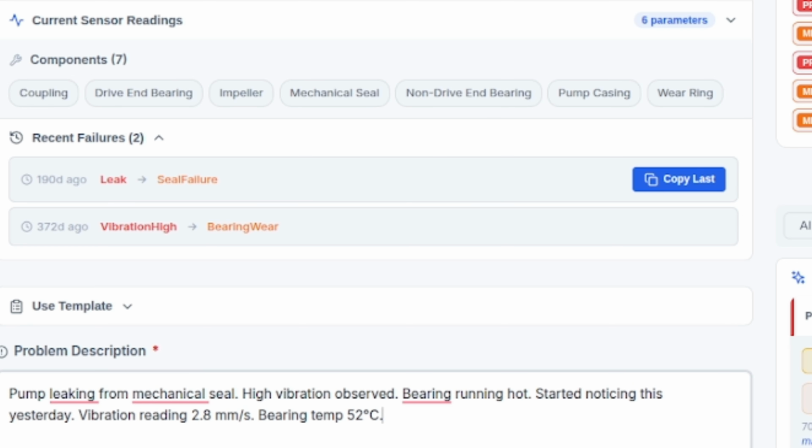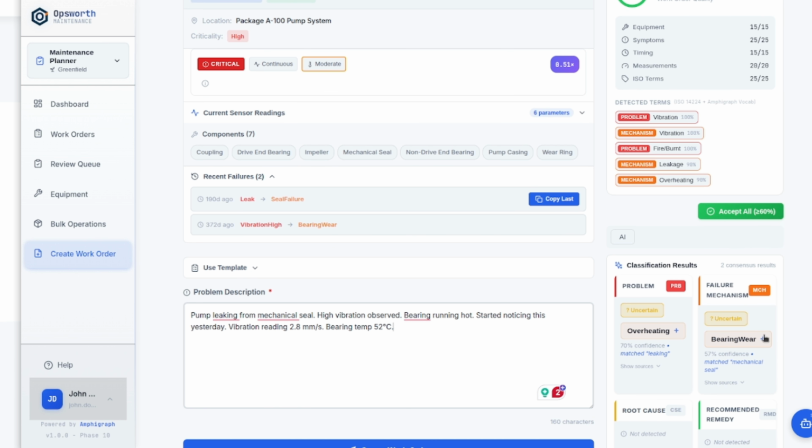Opsworth also knows this equipment's components and failure history. 7 components on this pump: coupling, bearings, impeller, mechanical seal. The system understands the equipment hierarchy. And look at the recent failures. 190 days ago, leak caused by seal failure. 372 days ago, high vibration caused by bearing wear. Sound familiar? This isn't just convenient, it's pattern recognition. When you see the same failure modes repeating, that's intelligence you can act on.